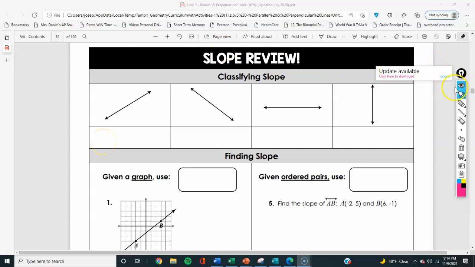Hey there, Geometry Cats. Today we are going to be looking at 3.3a. Do some slope review.